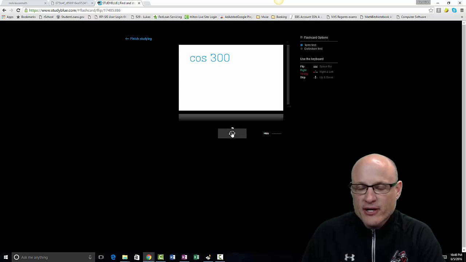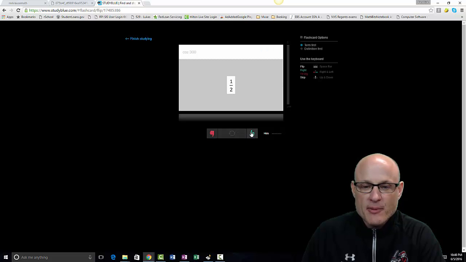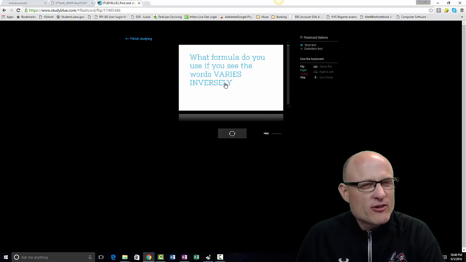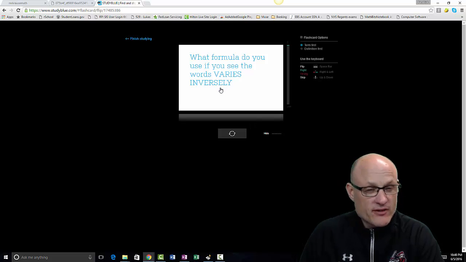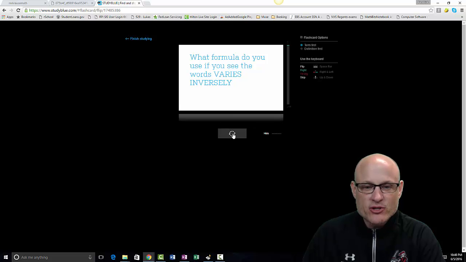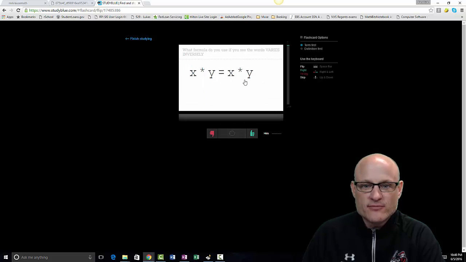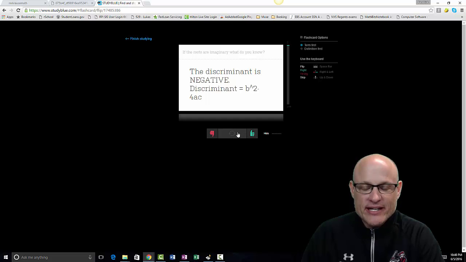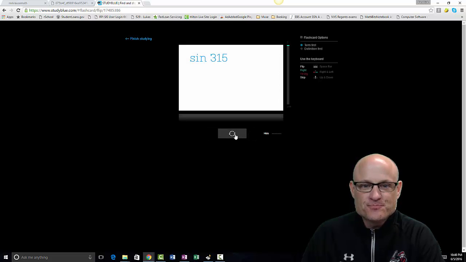Okay, so cosine of 300 degrees, 60 degrees, negative a half. But positive half is in the fourth quadrant. But what formula do you use when you see varies inversely? I've done these a couple times, and there's a couple of them on the miscellaneous document, but you're going to use the formula x1y1 equals x2y2. Very simple. If the roots are imaginary, what do you know? You know that the discriminant is negative. You also know that it never hits the x-axis if you graph it.